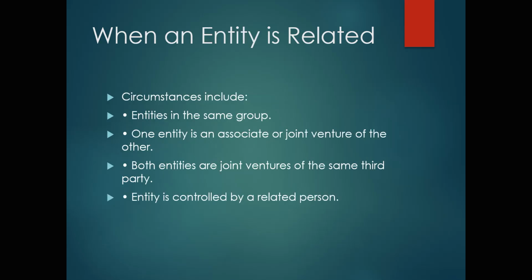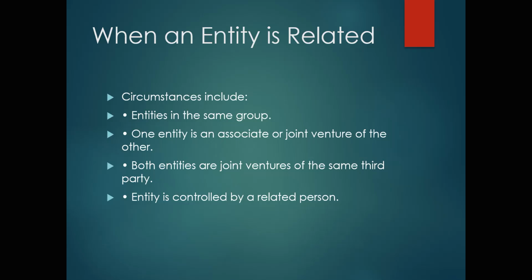So when an entity is related, how do we know that they are related? What are the circumstances that we will look out for? We look at the entities in the same group. Are they in the same group? For example, if company A owns company B and company B owns company C, they are related companies. If I own Omoefe and Co. and Omoefe owns Aminat Lawa and Co. and Aminat Lawa owns Sandra and Co., then we are all related companies. We are all related entities.